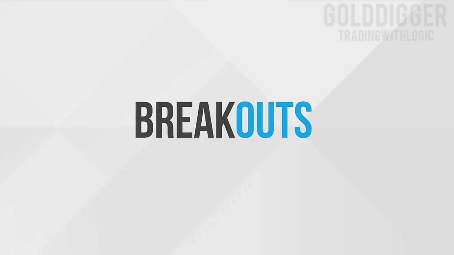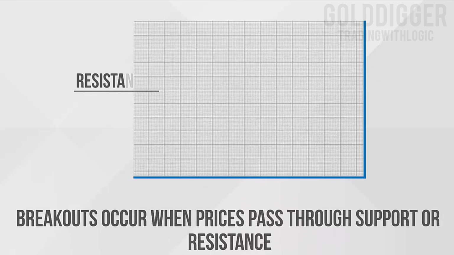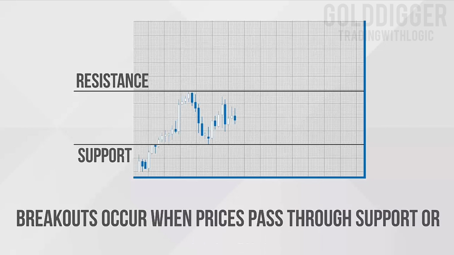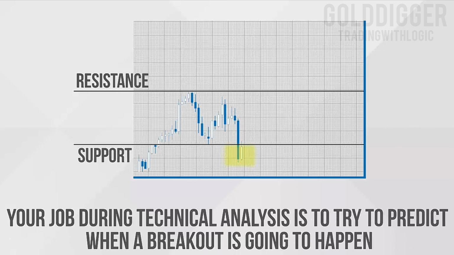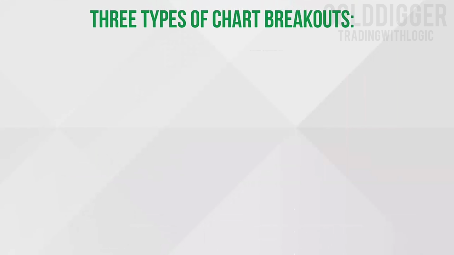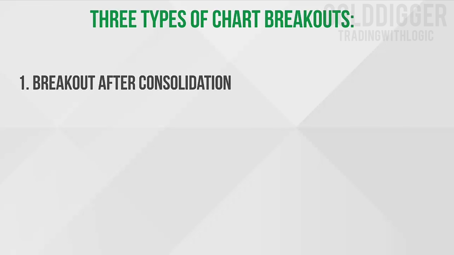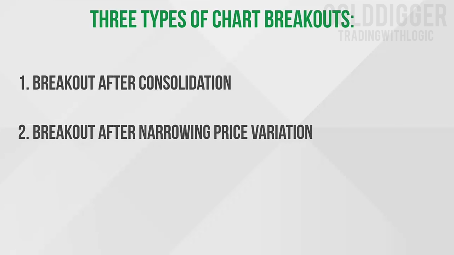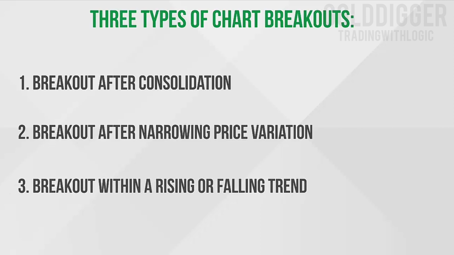Breakouts. Breakouts occur when prices pass through support or resistance. Your job during technical analysis is to try to predict when a breakout is going to happen. There are 3 types of chart breakouts that happen most often. A breakout that comes after a period of price consolidation, a breakout that comes after a period of narrowing price variation, and a breakout that comes from within a rising or falling trend.